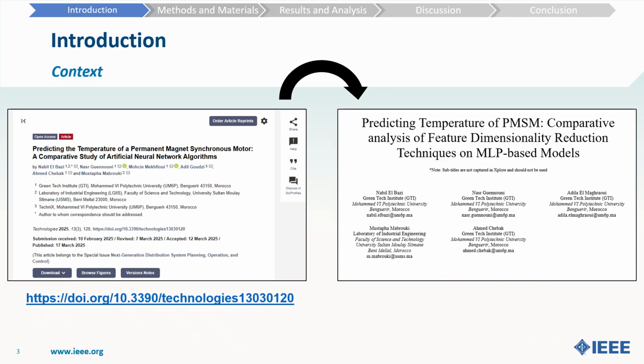This study builds up on our previous research titled Predicting the Temperature of PMSM, Comparative Study of Artificial Neural Network Algorithms, where we evaluated the performance of several ANN architectures for PMSM temperature forecasting. In that work, the MLP model emerged as the most effective in terms of predictive accuracy. The current paper represents a continuation of that effort, focusing on refining the MLP-based model by integrating feature dimensionality reduction techniques to enhance performance and reduce computational complexity.